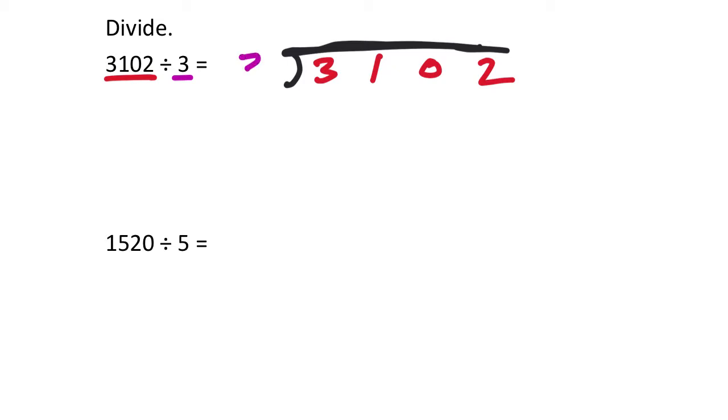And then the divisor is on the outside here. Okay, so this is how this sets up. And just like we said on that last slide, I'm going to start as far to the left place value as I can, which for this problem is the thousands, the 3,000. Then I'm going to move slowly to the right as we go.